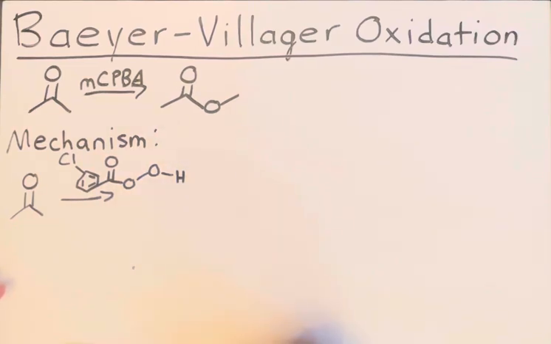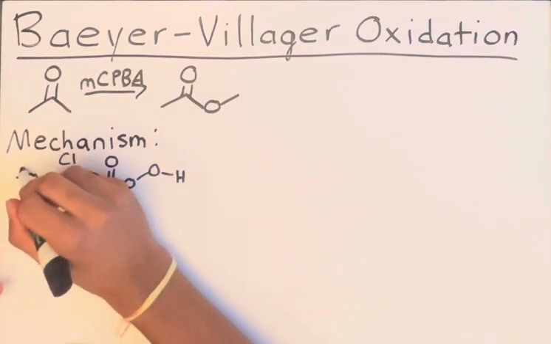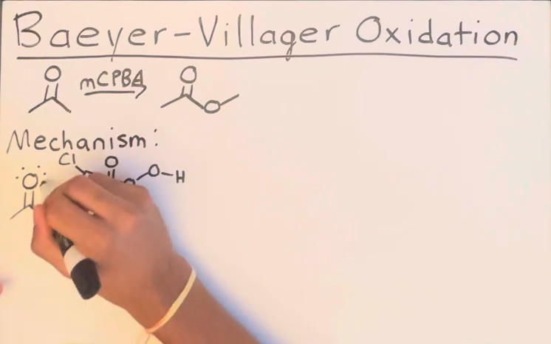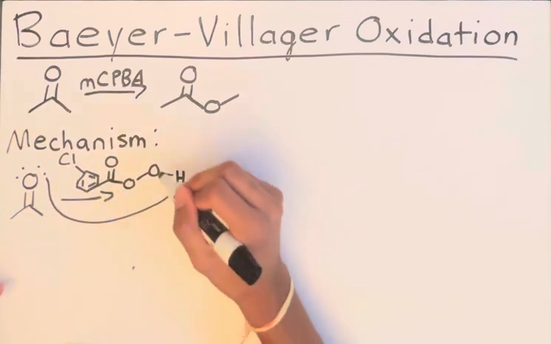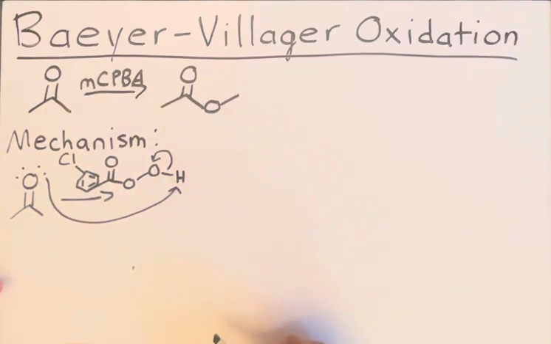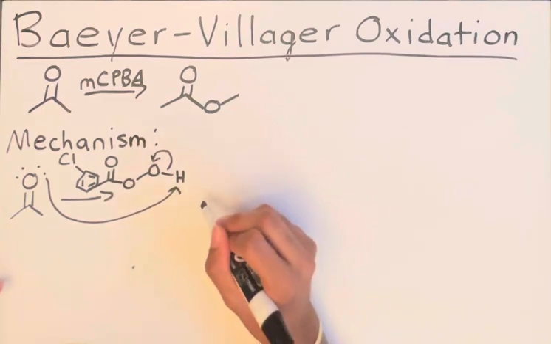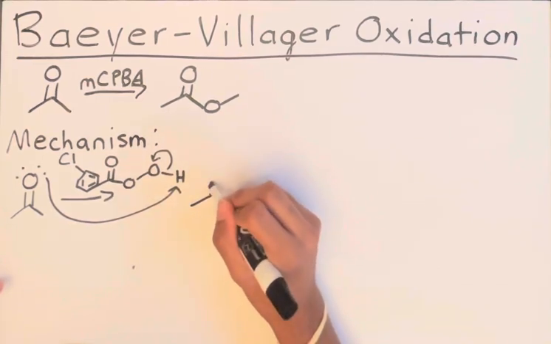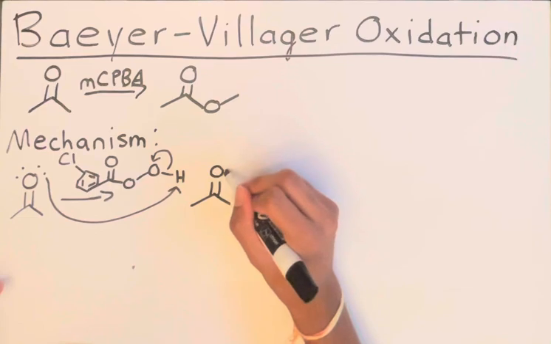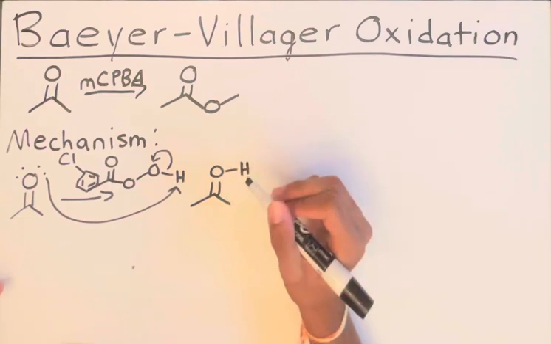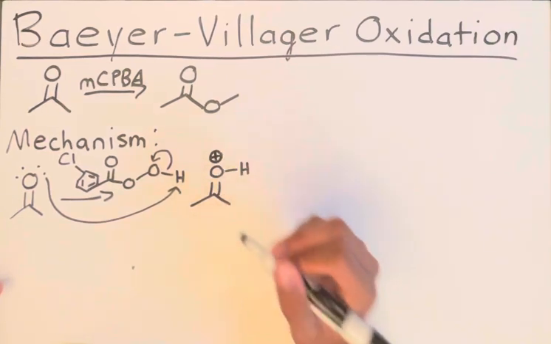So now what's going to happen is that we have our two lone pairs right here, and it's going to grab the hydrogen at the end of this molecule right here, moving those electrons onto the oxygen. So now what we get is our carbon-oxygen double bond still intact, and then this oxygen here has a single bond to a hydrogen, meaning it has a positive charge.